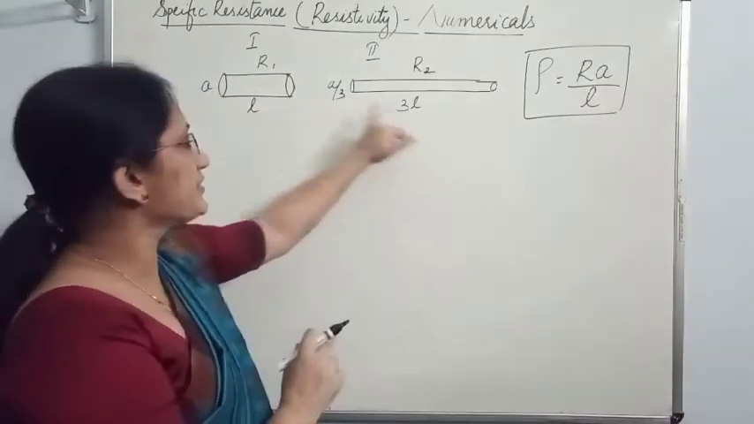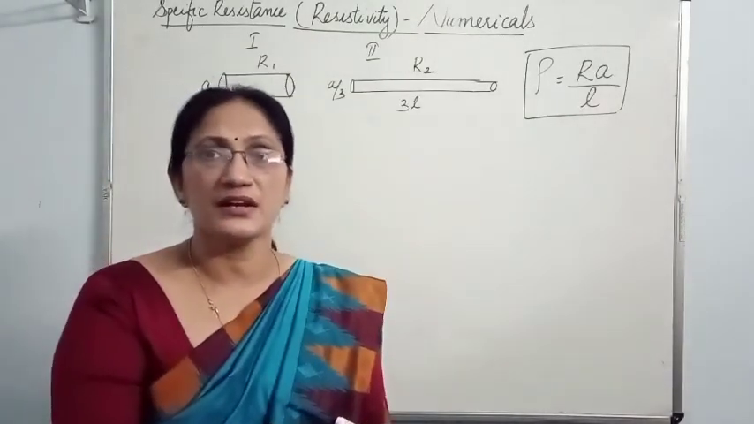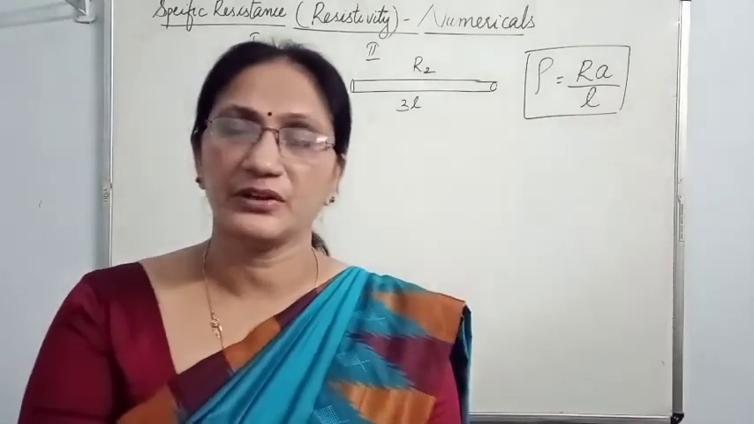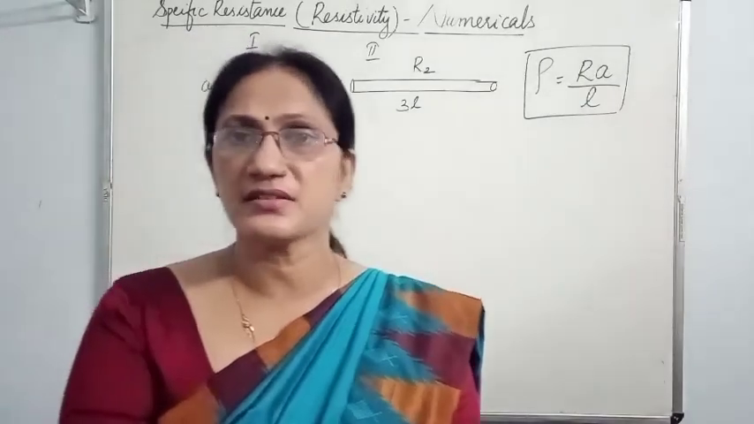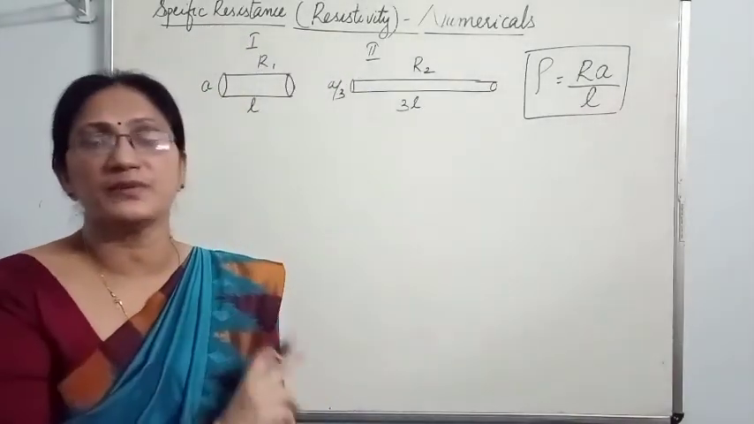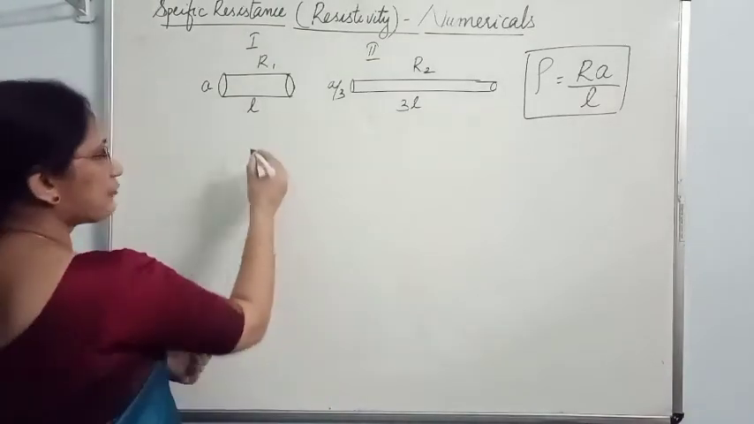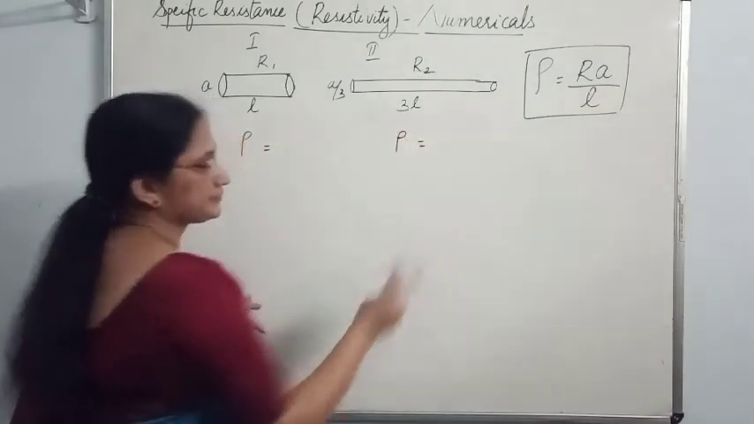Length is different, area of cross section is different, resistance is different. Still, its specific resistance remains constant. I told already, specific resistance of a material remains constant. So, for both the wires, rho value will be same. Specific resistance or resistivity is same. So, make a formula for rho of both the wires.